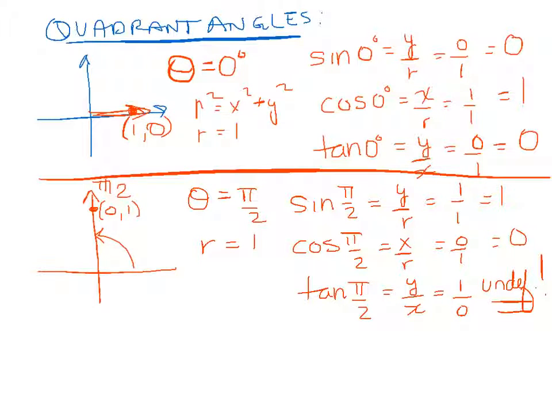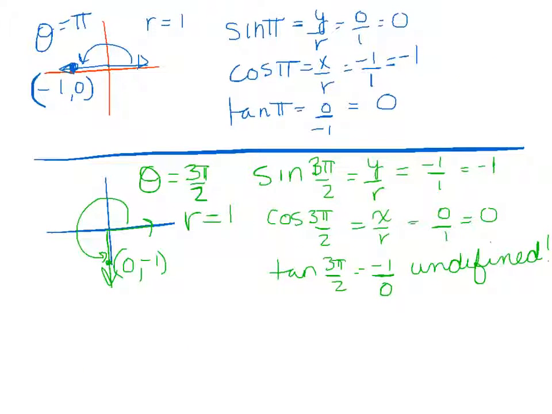Go ahead and see if you can find the quadrant angles for pi and 3 pi over 2. Go to the next page when you're ready to see the answer. Alright, there are your answers. Hopefully you got those. If you want a little explanation, listen on. Otherwise, you can go to the next slide.